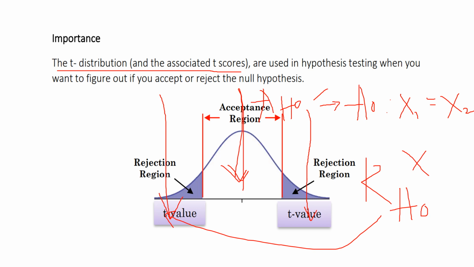So that's how we deal with your t critical values, your df, and your normal curve, especially your rejection region and your acceptance region. The rejection region is your critical region, and your acceptance region is your non-critical region, for another term.